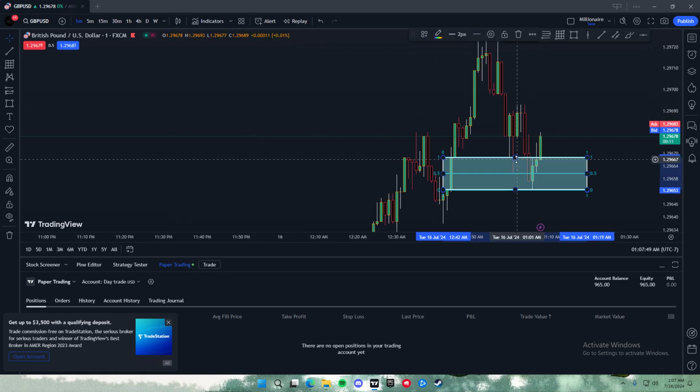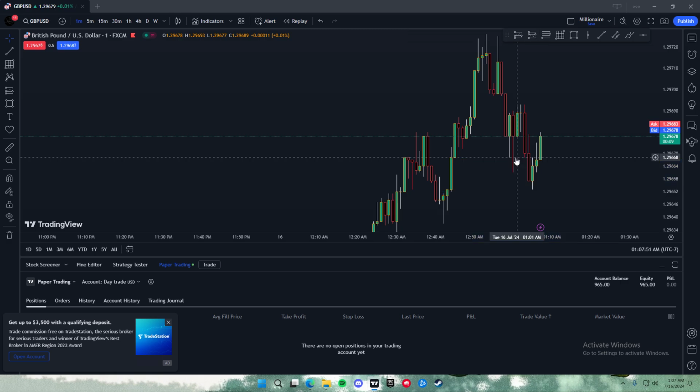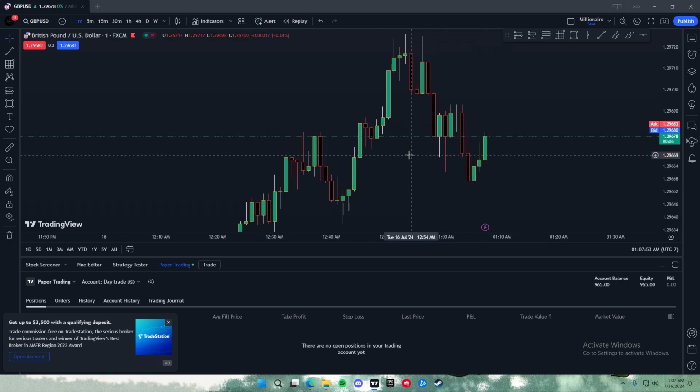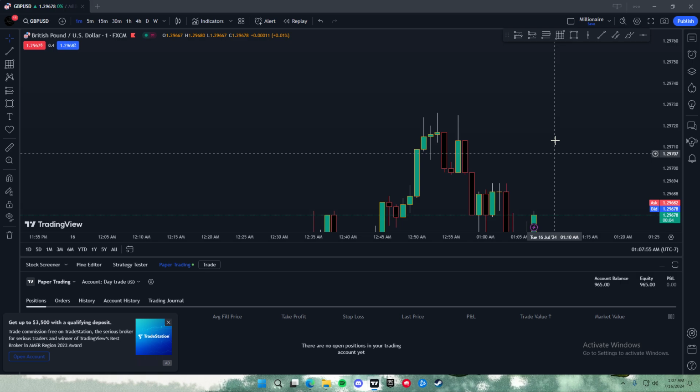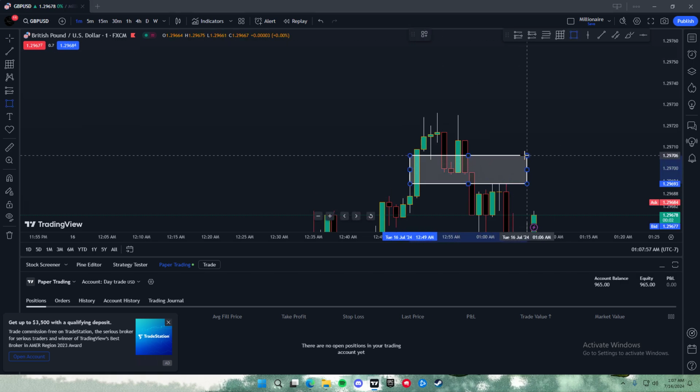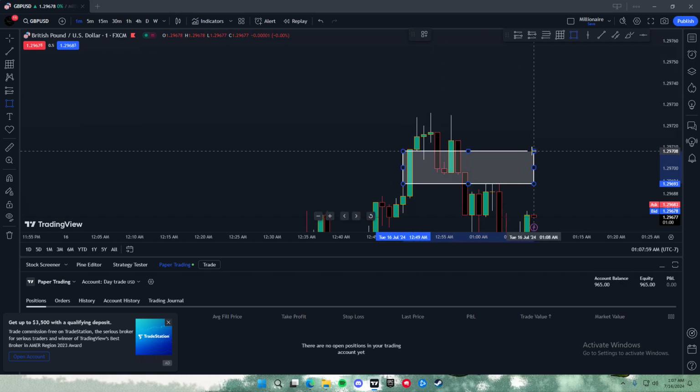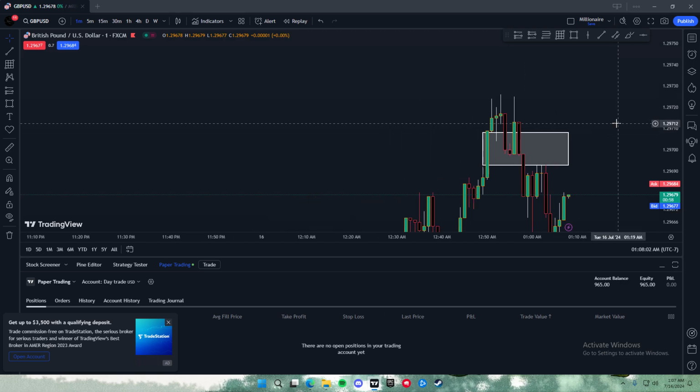And I also learned about inverse fair value gaps. So inverse fair value gap is an invalidated fair value gap. As you can see, we have one right here, and they usually mean a reversal in the market is gonna happen soon.